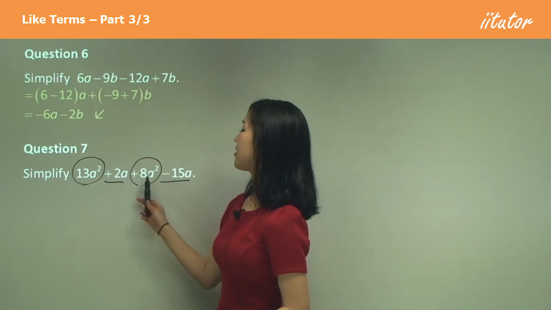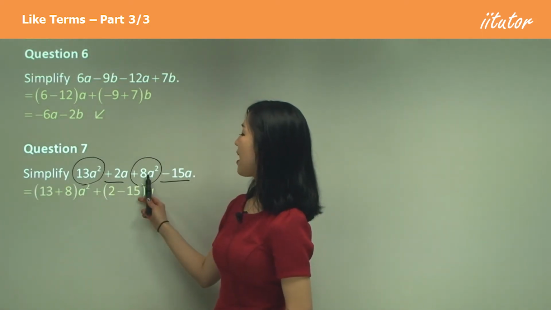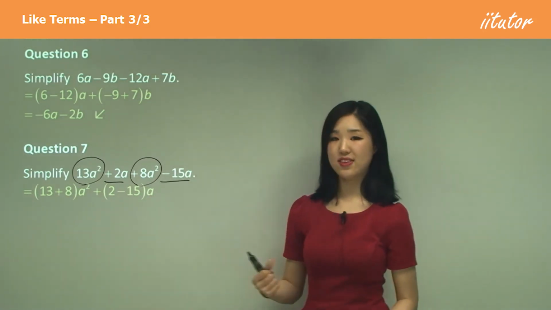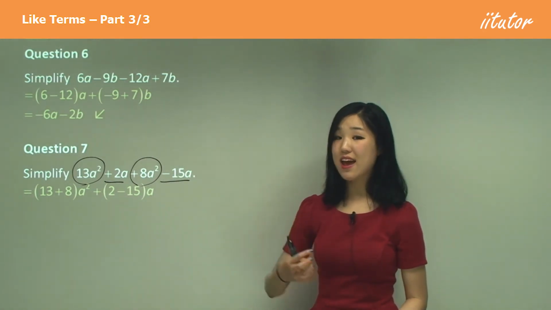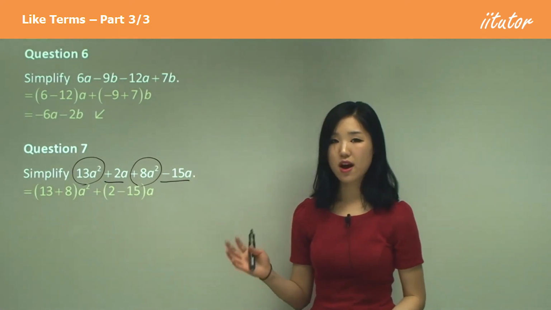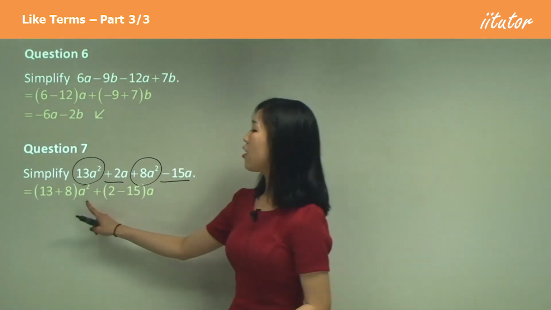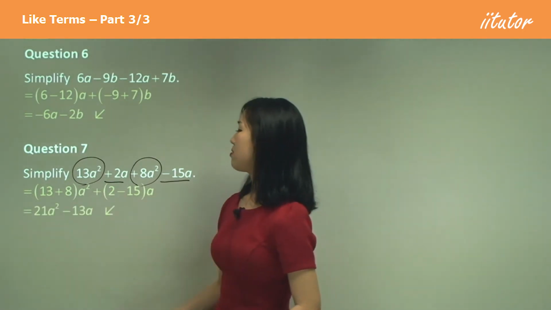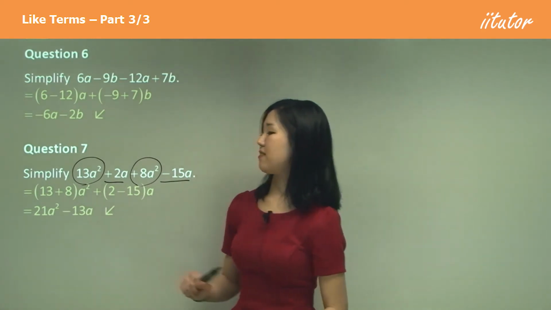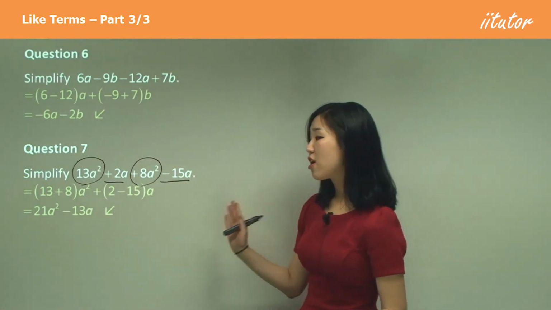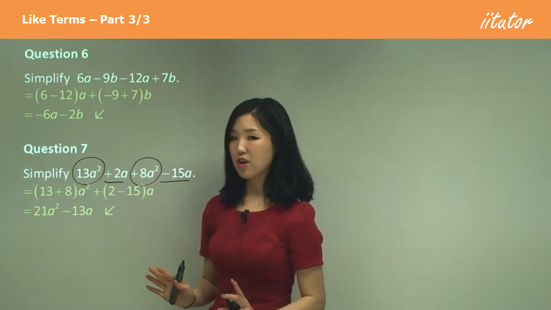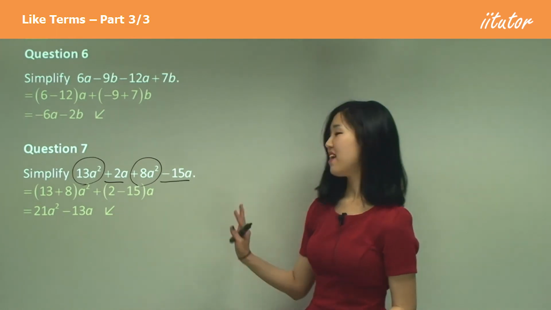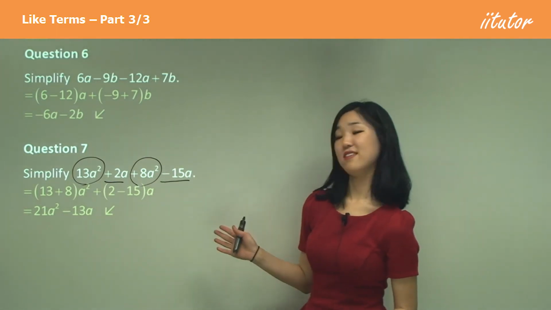So, gather these together, the coefficients. So 13 plus 8 with the A squared at the end, and 2 minus 15 with the A at the end. So remember guys, A squared and A, these are not like terms, so you can't gather them together, okay? So only the A squareds together and the A's together, they're separately. So that's going to be 21, 2 minus 15 is negative 13, okay? And I know they're both A's, but they're not like terms because one's A squared and the other one's A. They're not the same, okay? So that's the simplest form you can put it in. So that's the answer for the question 7.